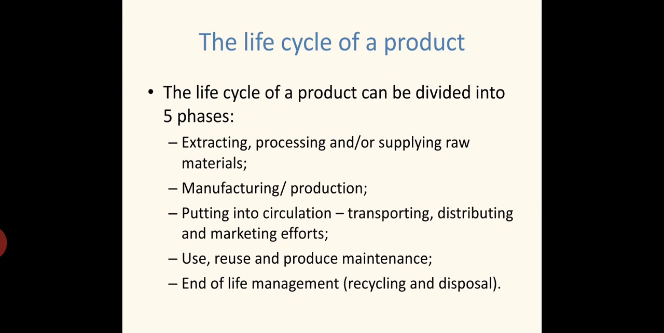The life cycle of a product. Considering a product, the life cycle constitutes 5 basic steps. The life cycle of a product can be divided into 5 phases. So altogether 5 phases are there. The first one is the extracting phase: extracting, processing or supplying raw material.